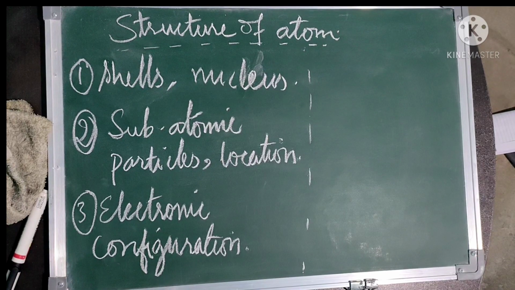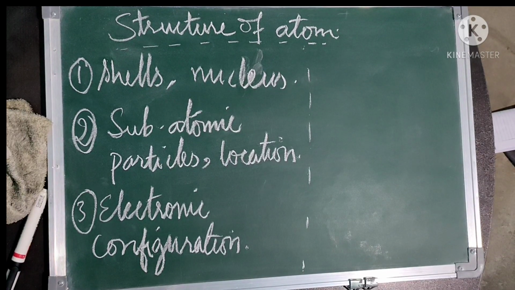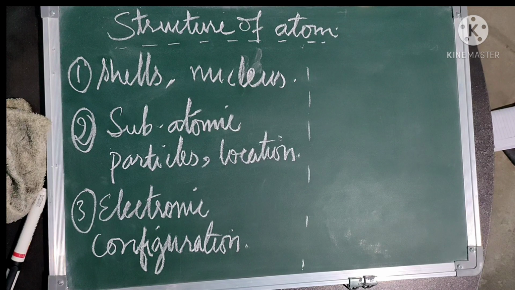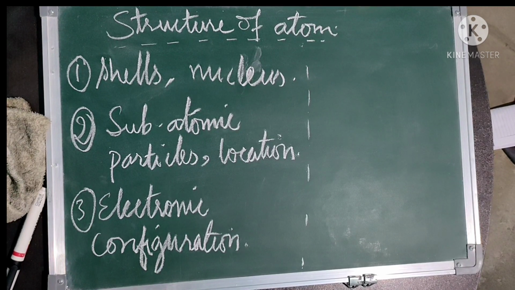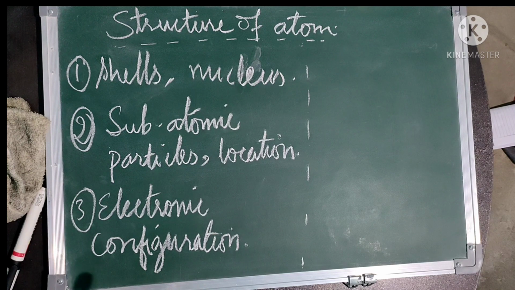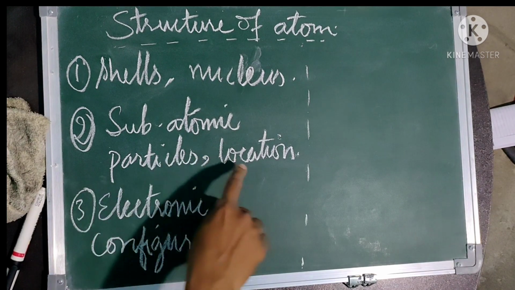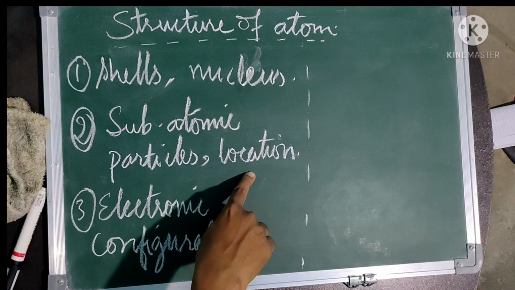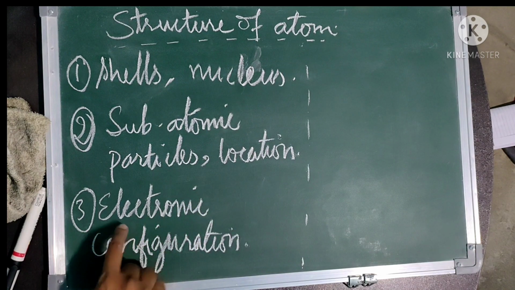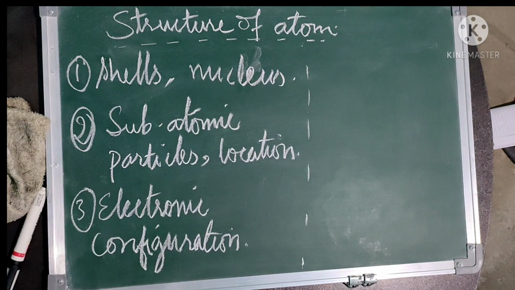Hello students, in this video we are going to talk about the structure of atom, what are shells, what is a nucleus in an atom, and what are the subatomic particles, where they are located in the atom, and the electronic configuration of various elements with examples we are going to see. So first of all, structure of atom.